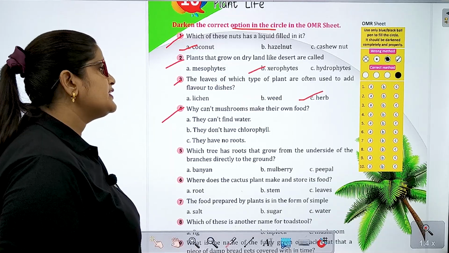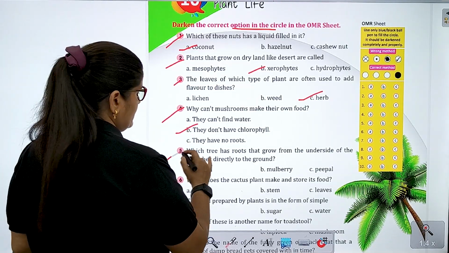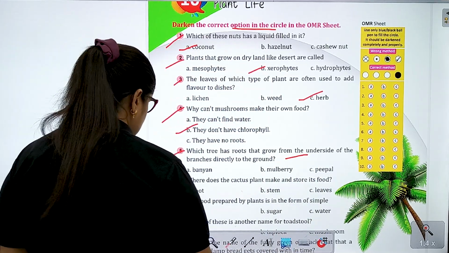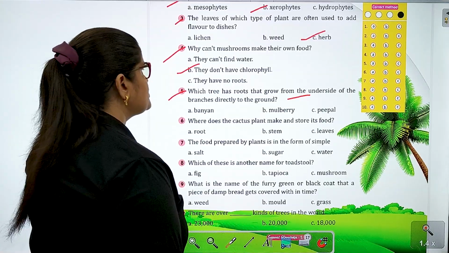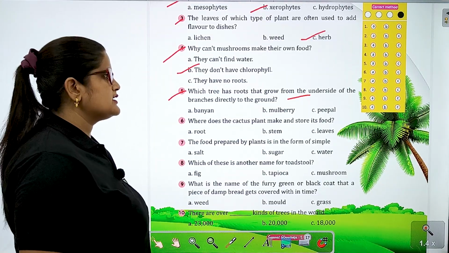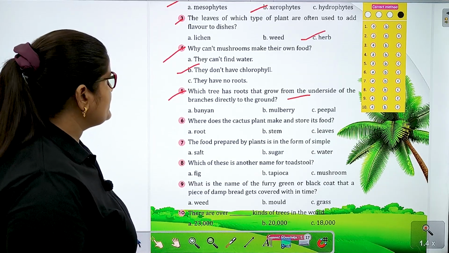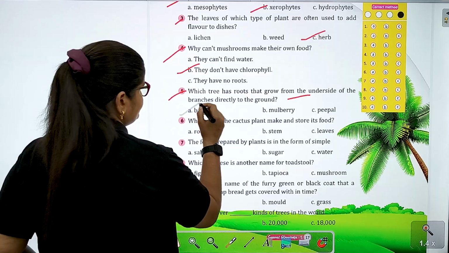Why can't mushrooms make their own food? Because they don't have chlorophyll. Which tree has roots that grow from the underside of the branches directly to the ground? Number 5, option A, banyan.